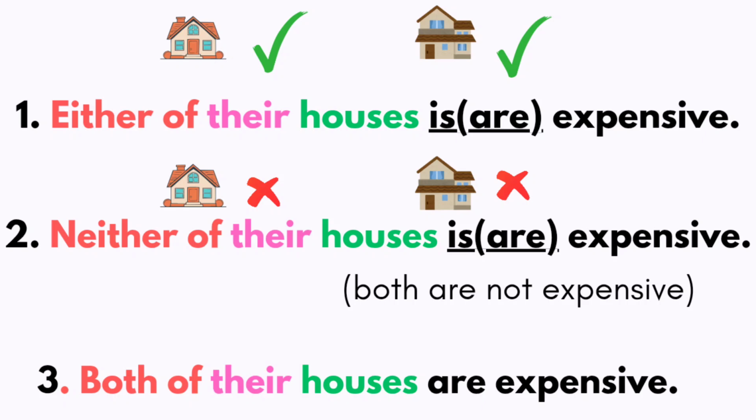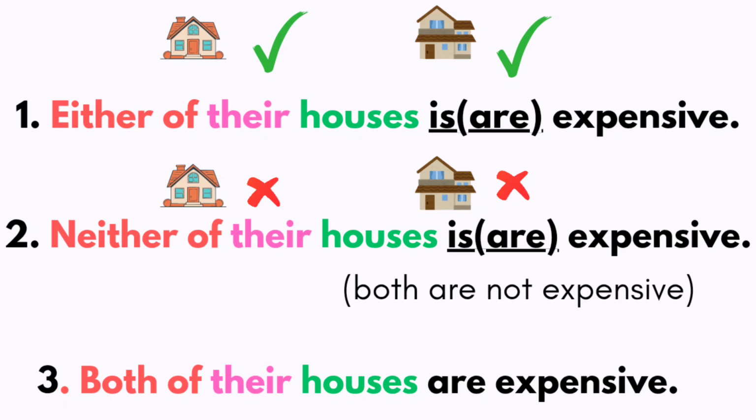Neither of their houses is expensive. Another way of saying is neither of their houses are expensive. So both singular verb and plural verb are acceptable. You can use both, okay? Both are not expensive. So the meaning is neither of their houses is expensive means both are not expensive. They are very cheap.